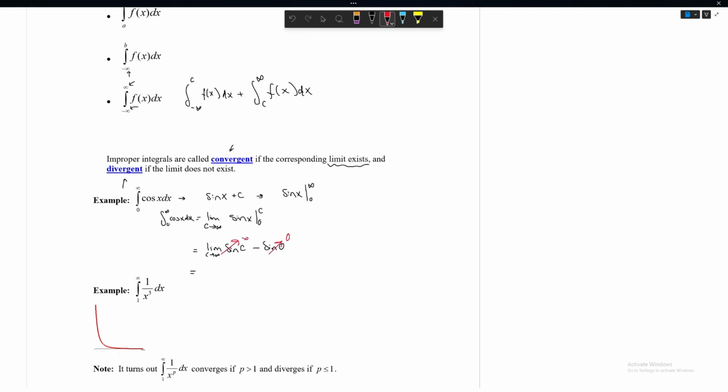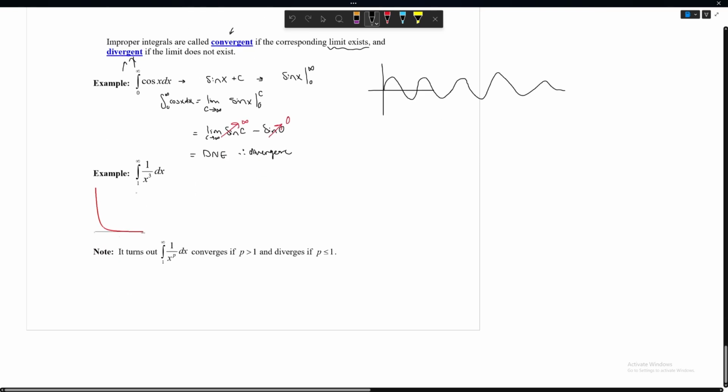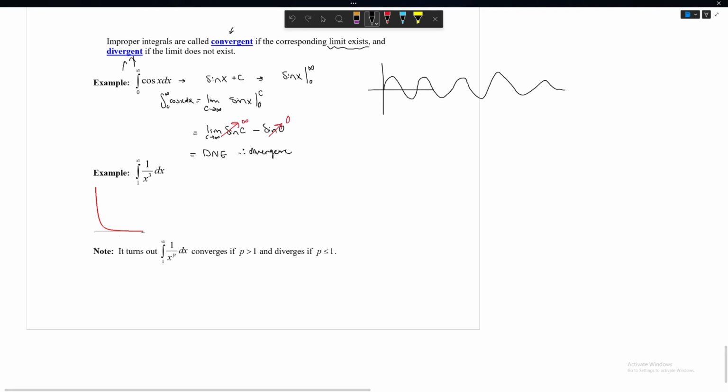This goes to infinity. Because sine will just keep going as x goes to infinity, the function will keep going. And so if this goes to infinity, what we'll say is that this is D.N.E., does not exist, and when you have a D.N.E., it diverges. And that's what diverging means. Divergent.